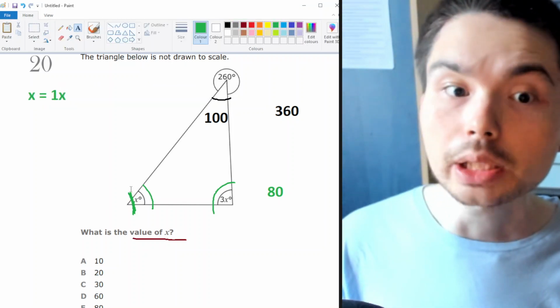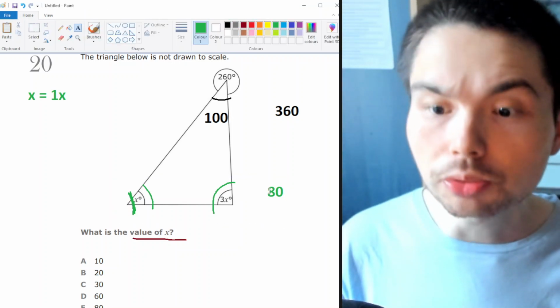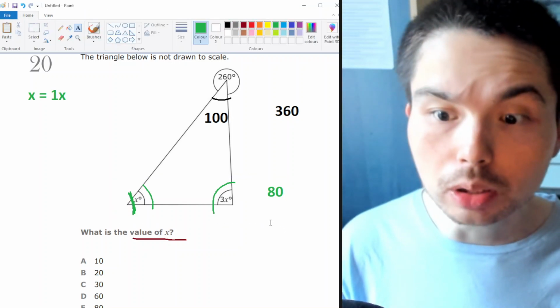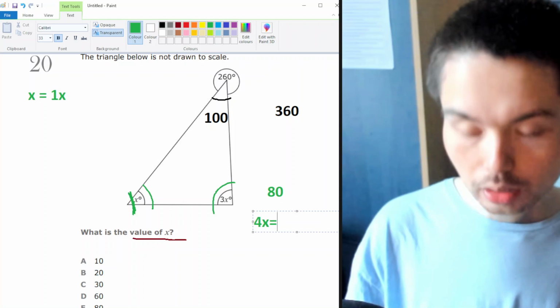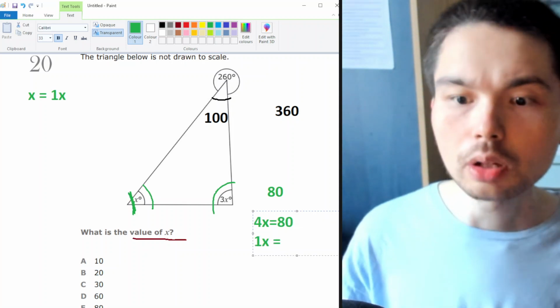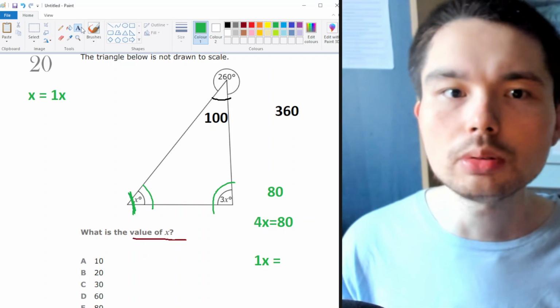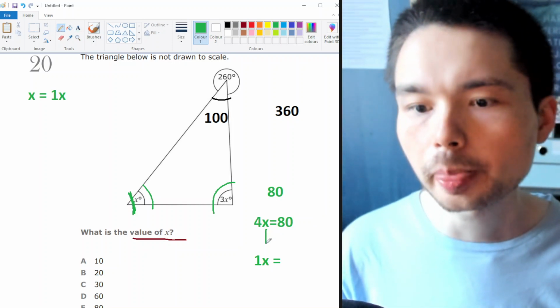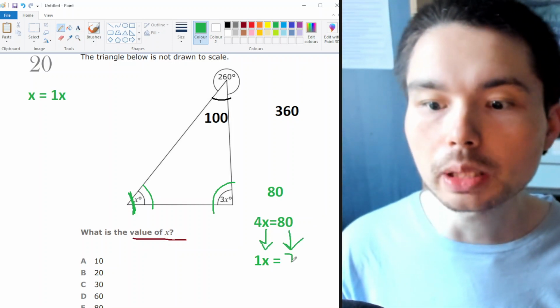So really, we're saying 1x plus 3x equals 4x. Put it there. So we know the green ones, it equals that. 4x equals 80, and we care about 1x. Now, how do we go from 4x to 1x? We need to divide by 4. Do the same thing here, so that will be 20.